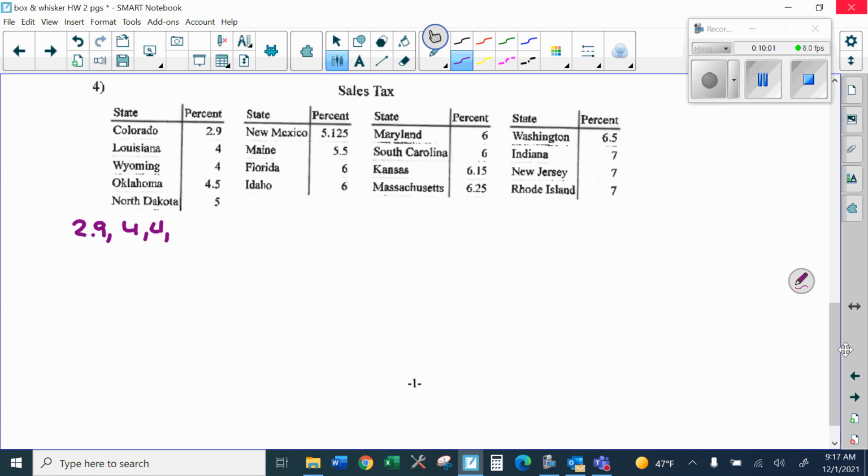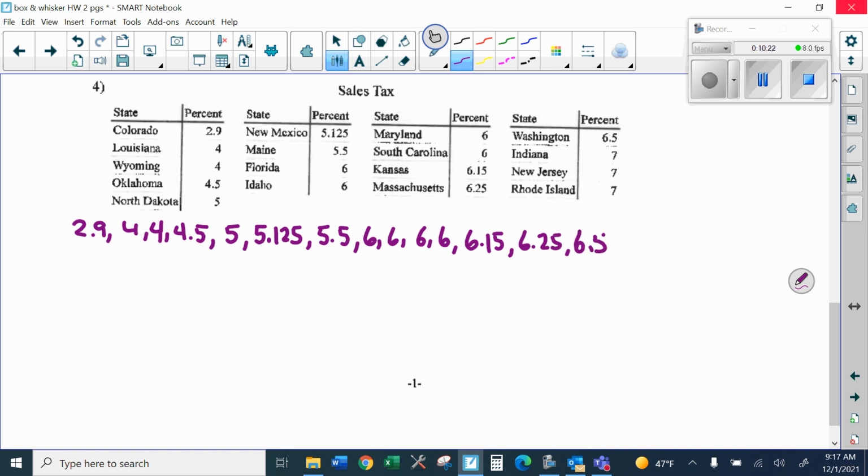2.9, 4, 4, 4.5, 5, 5.125, 5.5, 6, 6, 6, 6, 6.15, 6.25, 6.5, and 3 sevens. Okay, now I count up again: 1, 2, 3, 4, 5, 6, 7, 8, 9, 10, 11, 12, 13, 14, 15, 16, 17. And I have 4, 8, 12, 16, 17. So I've got them all listed. Okay, so I have a total of 17.